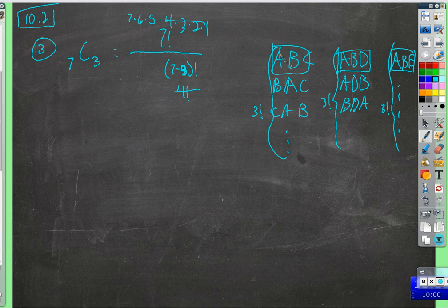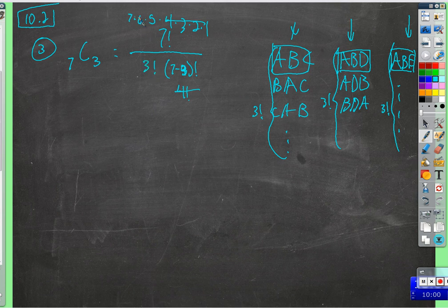You can imagine we can keep writing these for a little while, and we'd only care about how many columns there are. When you count them this way, we have all those columns, and it goes 3 factorial in this direction. So to figure out how many columns there are, we just divide by 3 factorial.